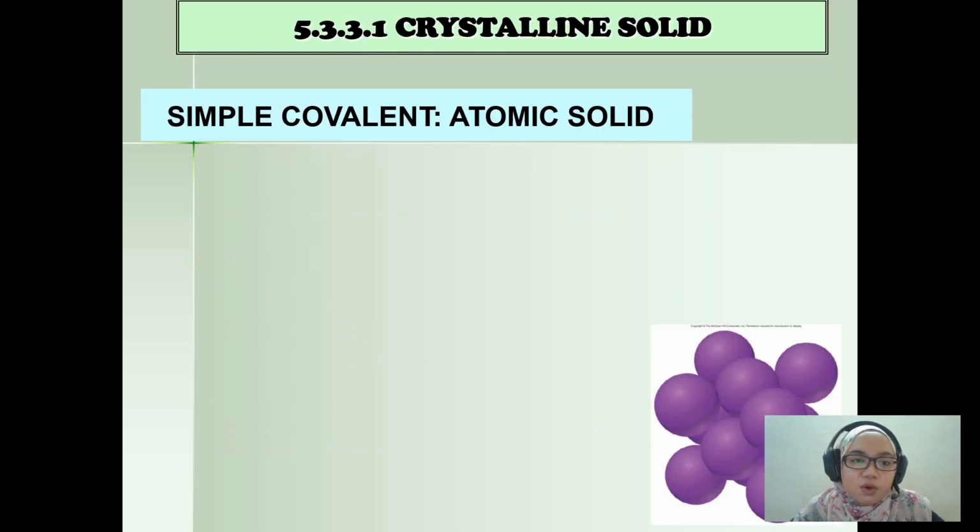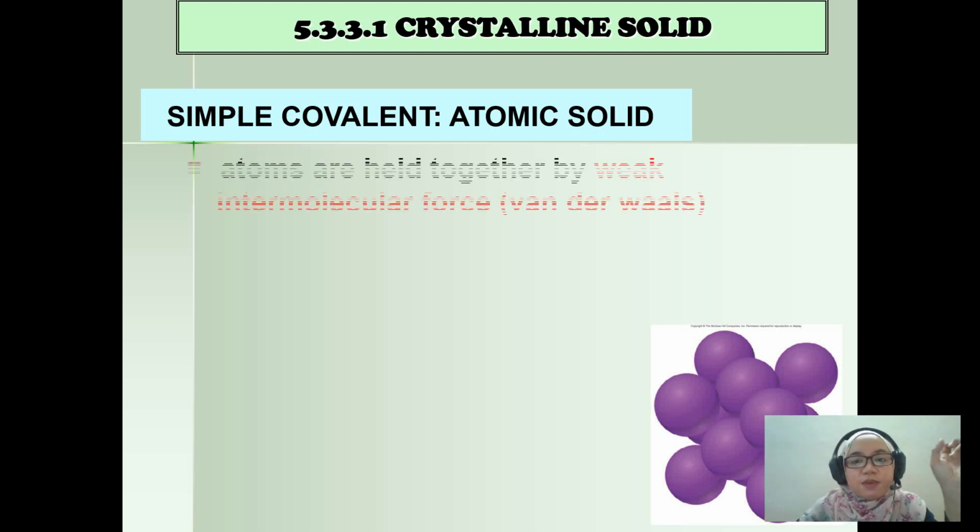Okay. So, the fourth, tadi 1, 2, 3. The fourth crystalline solid is simple covalent. So, simple covalent ada dua tadi kan? Kita ada atomic solid and molecular solid. So, we look at the atomic solid first.